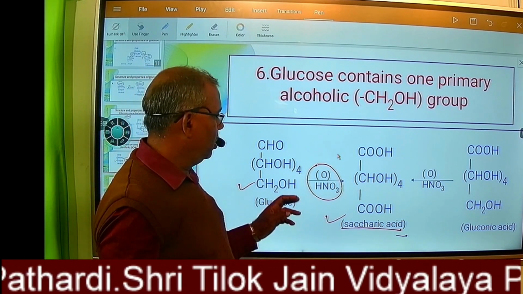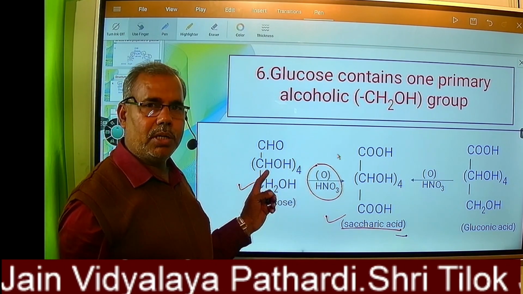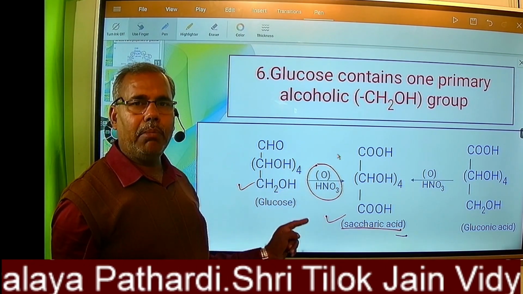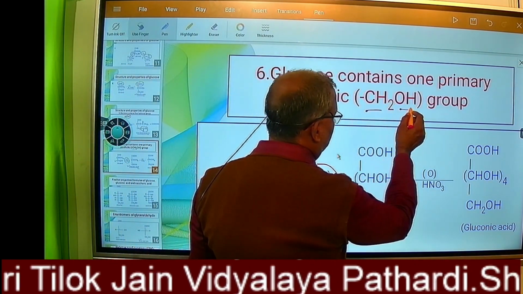That means glucose contains 1 formyl group, which was detected before, but it also contains 1 primary alcoholic group, that is CH2OH type of group, this type of group, CH2OH.